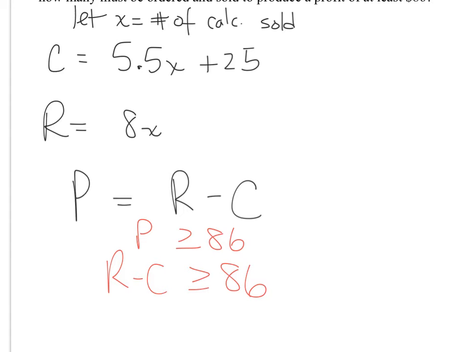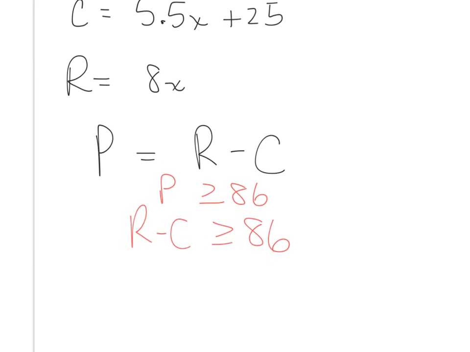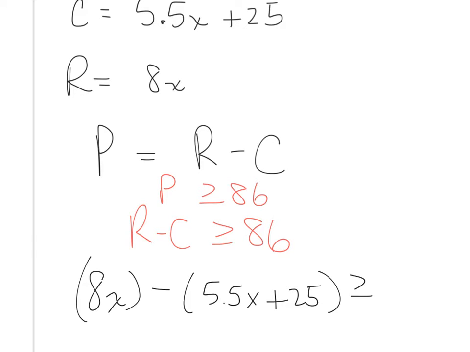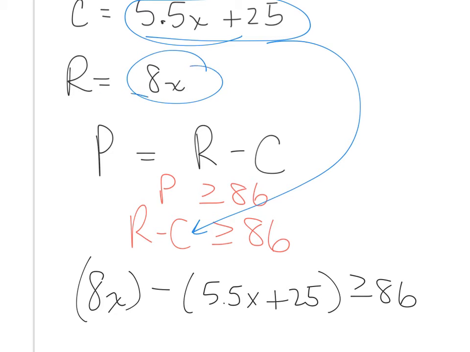All right. Now, with that statement made, let's go ahead and plug in our functions for cost and revenue. The revenue function is 8x. The cost function is 5.5x plus 25. And that needs to be greater than or equal to 86. So again, substitution principle. We talk about this in chapter 1 and we kind of laugh, like, oh yeah, substitution. You're literally substituting an equivalent expression. Well, this is where it comes in again. Cost goes in right there. Revenue goes in right there. So we've got those two expressions going into our inequality. And now what we can do is solve.